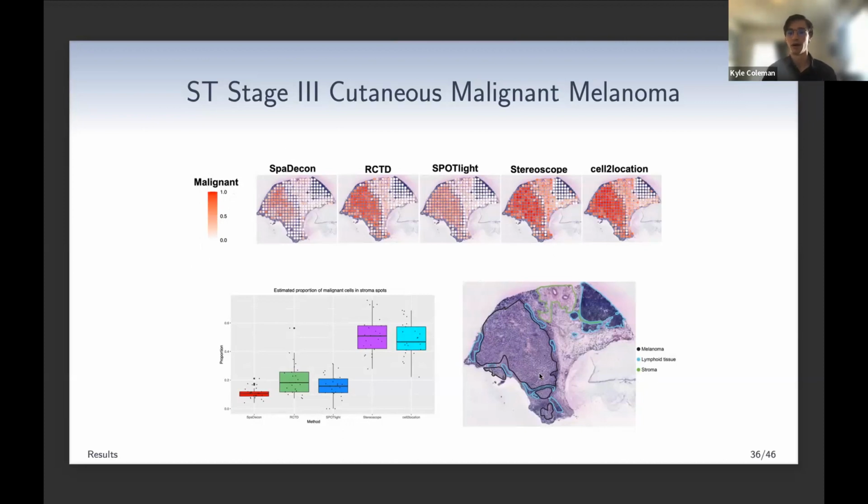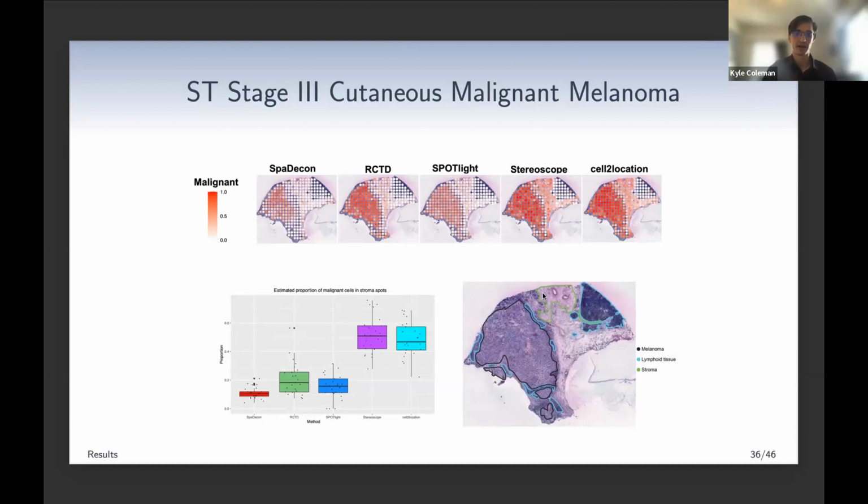But we also see that for a lot of the methods, especially stereoscope and cell2location, there are very high proportions of these cells outside of the melanoma region, specifically within the stroma. So what we wanted to do is isolate all spots that were contained within the stroma and look at the distributions of estimated malignant cells within those spots given by each method.